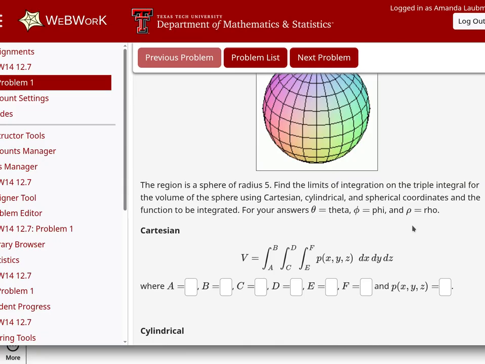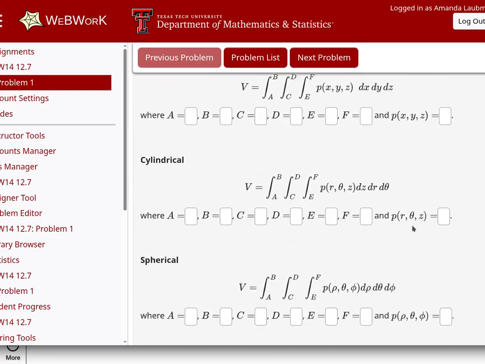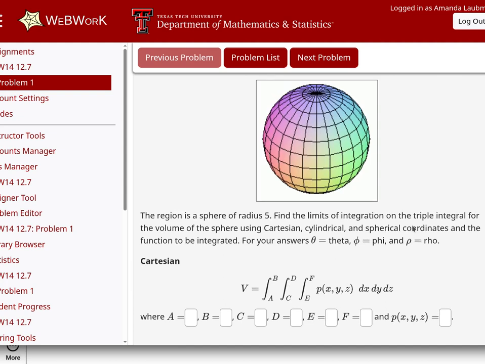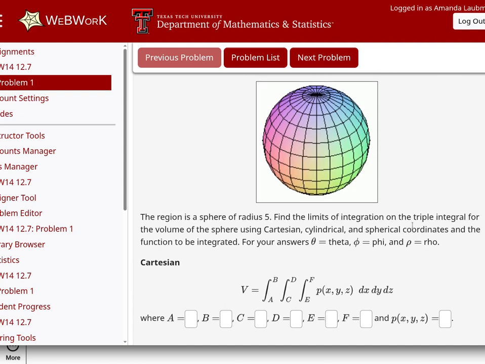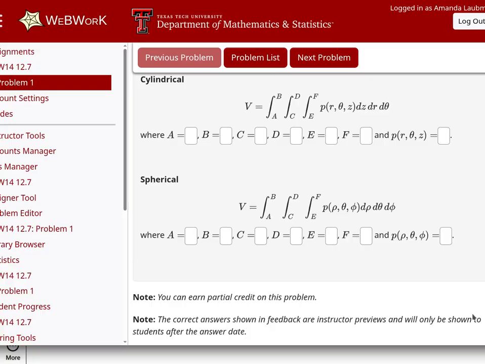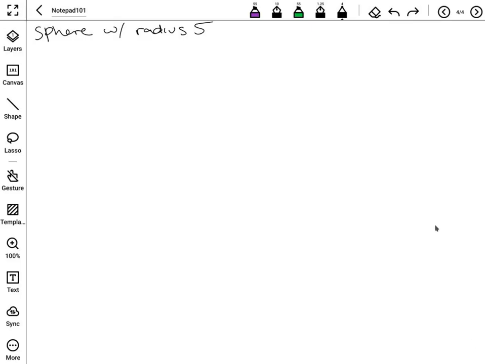So we are finding the way to set up the triple integral for a sphere with radius 5 in Cartesian, cylindrical, and spherical coordinates. All right. So a sphere with radius 5, to do this problem, I'm going to have to remember that that's given by this equation. x squared plus y squared plus z squared equals 5 squared.